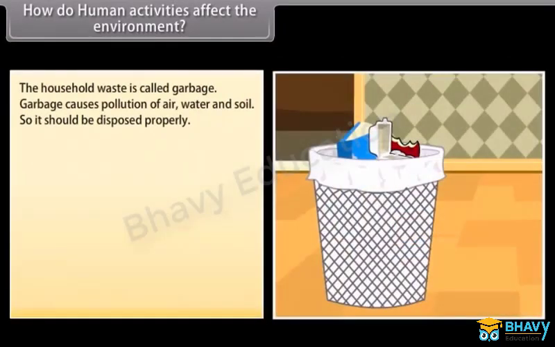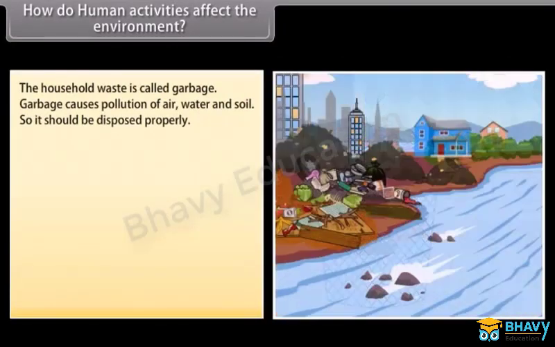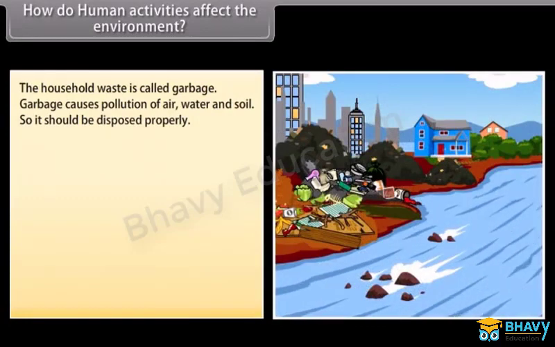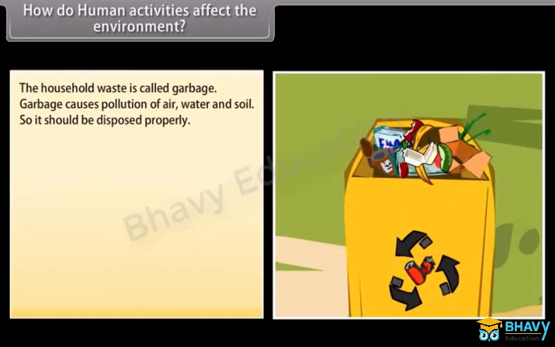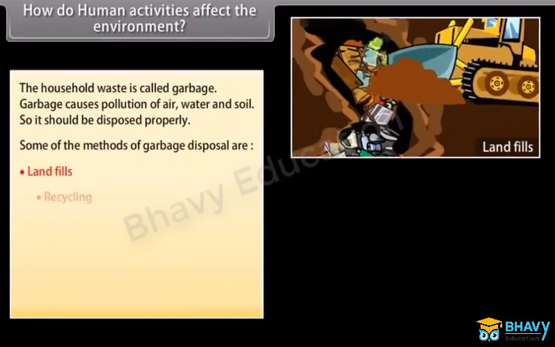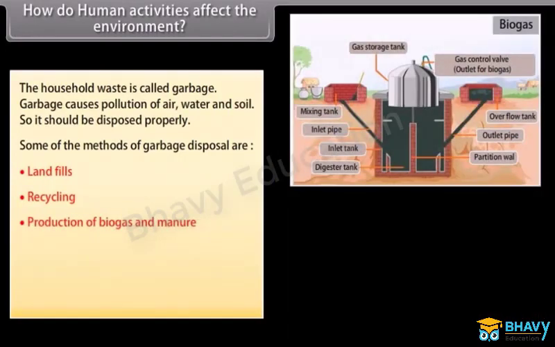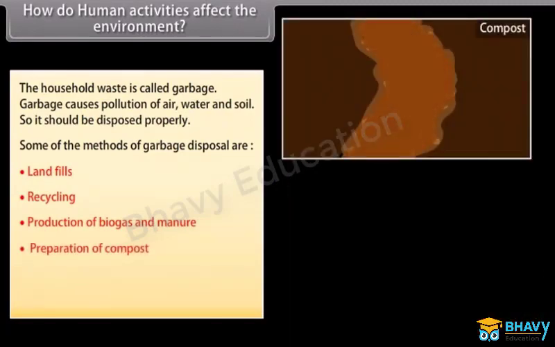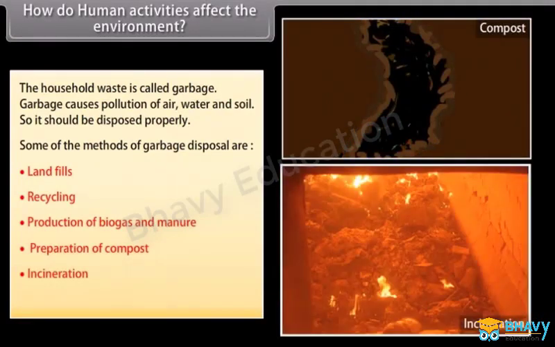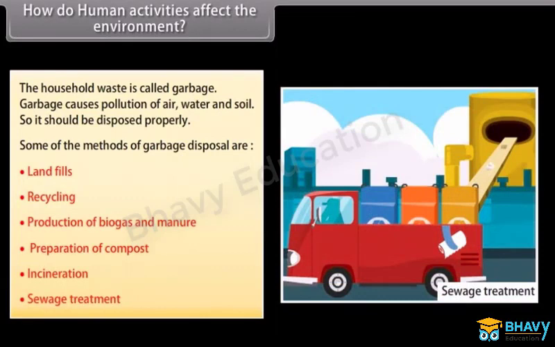The household waste is called garbage. Garbage causes pollution of air, water and soil, so it should be disposed of properly. Some of the methods of garbage disposal are landfills, recycling, production of biogas and manure, preparation of compost, incineration, sewage treatment.